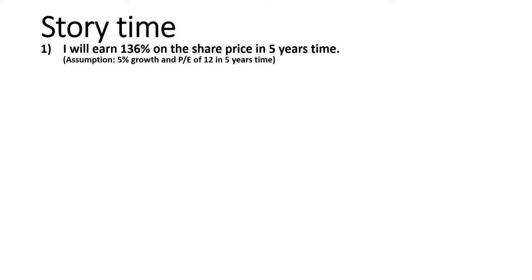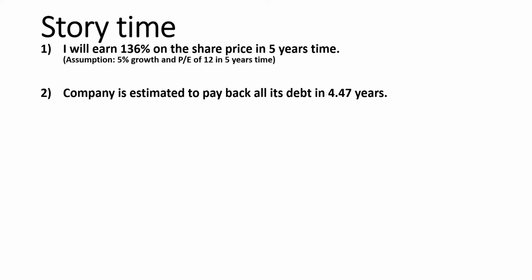I will now give you an example on how to write a story, based on the assumptions estimated in the video. Based on the information and assumptions provided in part 1 of the tutorial, my expected gain on stock price is 136% in 5 years' time, if the company trades at APE 12 in 5 years' time and grows its earnings at a rate of 5% per annum. The company will be able to pay back all its debt in 5 years' time.